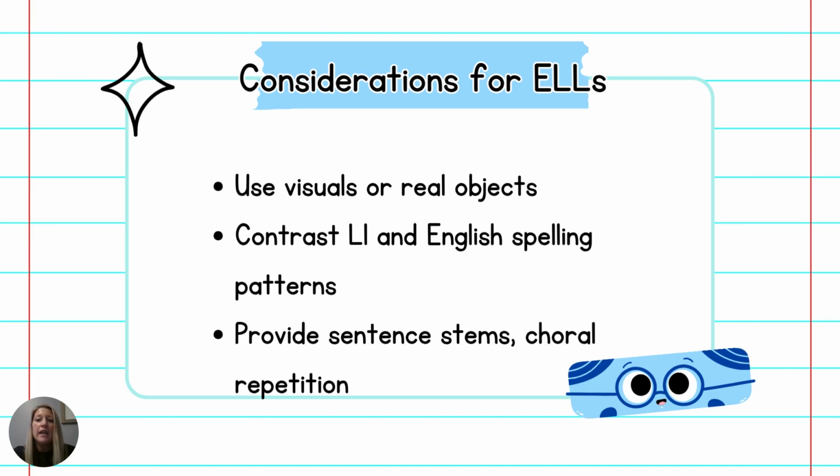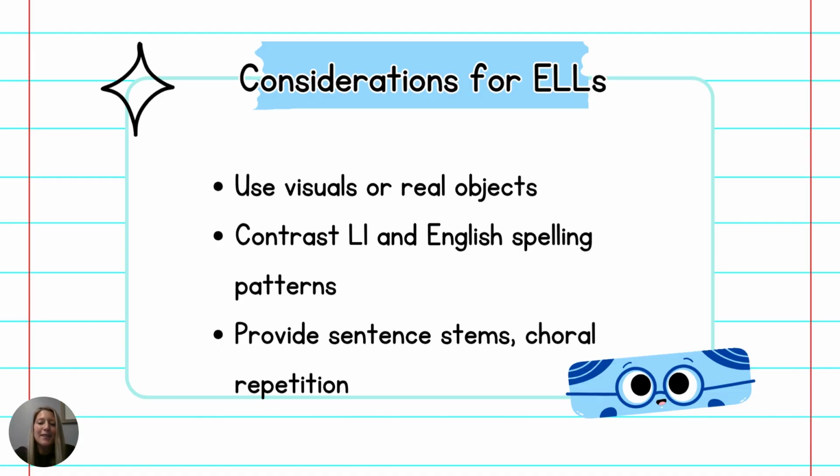So for example, if I'm wanting them to spell the word cat, showing them a picture of a cat might be beneficial to them. It reinforces the spelling. When I'm contrasting the first language and English spelling patterns, I'm going to highlight the differences between the student's first language and English. So for instance, if a student's home language does not use certain consonant clusters, I'm going to explicitly show how English handles them. And this helps prevent overgeneralizations for that student.